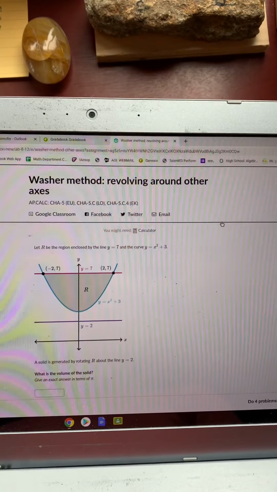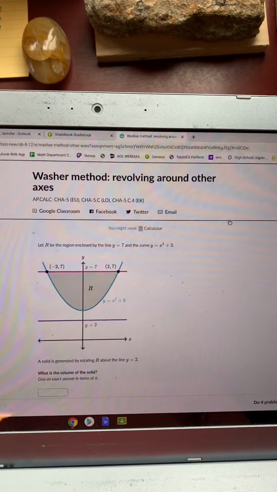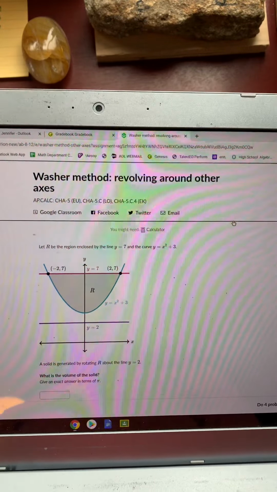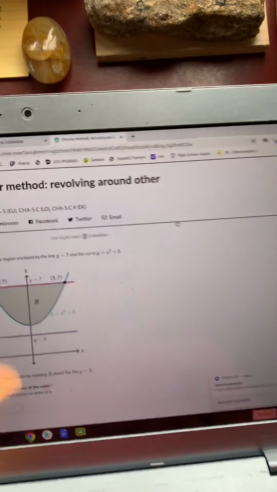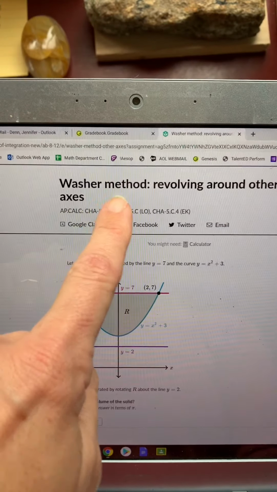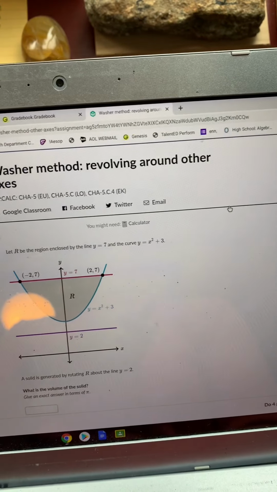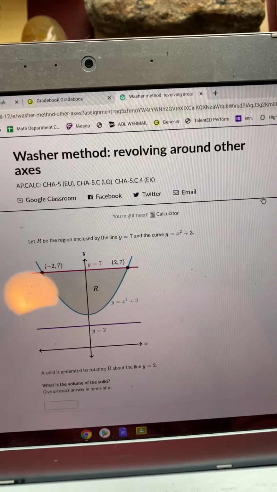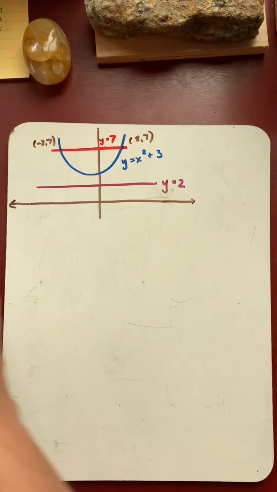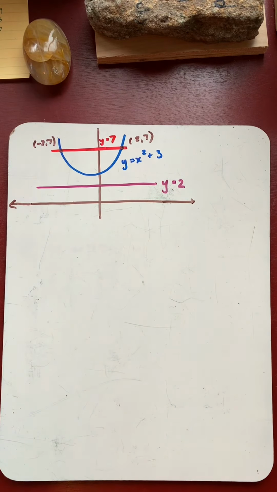It seems like washer method is the one that we're gonna struggle with the most. So not washer method, but revolving around other axes. I'm not really going over washer method around the x and the y axis, but it's gonna kind of be implied through what I'm gonna be doing with these problems. So hopefully if you hop in here, you're still gonna feel okay. I'm gonna be sitting here looking at my problems and then doing them on this whiteboard and hoping that that's going to help guide you through the work. So here we go. I drew the best rendition that I could.